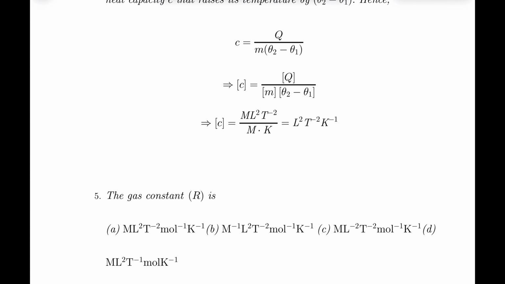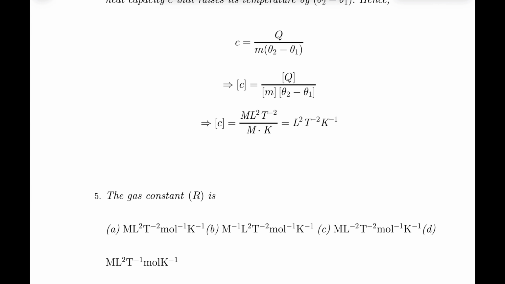The dimensional formula for work done, which is also the dimensional formula for energy, is M L squared T to the power minus 2. For mass we have capital M here, and for theta 2 minus theta 1, which is the difference in temperature, the difference in temperature is also a temperature. It has the dimension of temperature, measured in Kelvin, so this is K here. So when simplified, we get the dimensional formula for specific heat capacity as L squared T to the power minus 2 K to the power minus 1.